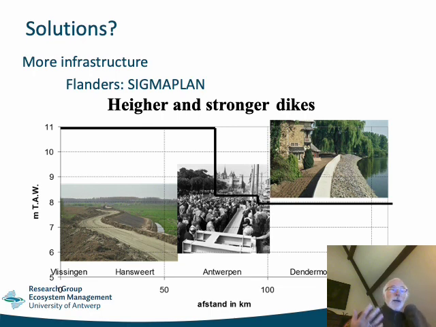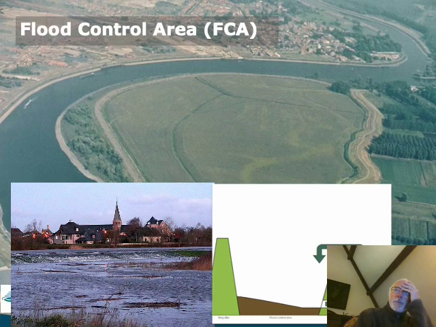First of all, we had the higher and stronger dikes, and you can see on the graph from the left to the right what would be the levels of the dike. So in the more outward part, where you have higher storm flood levels, you have higher dikes than more upstream.